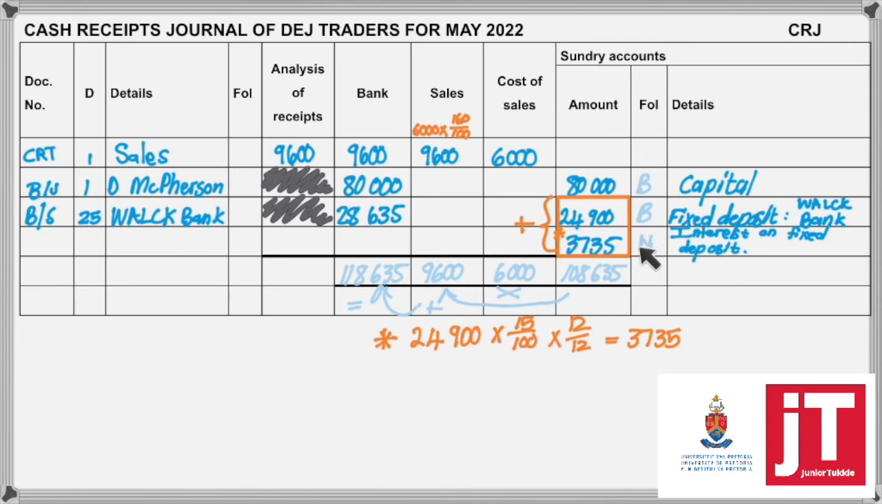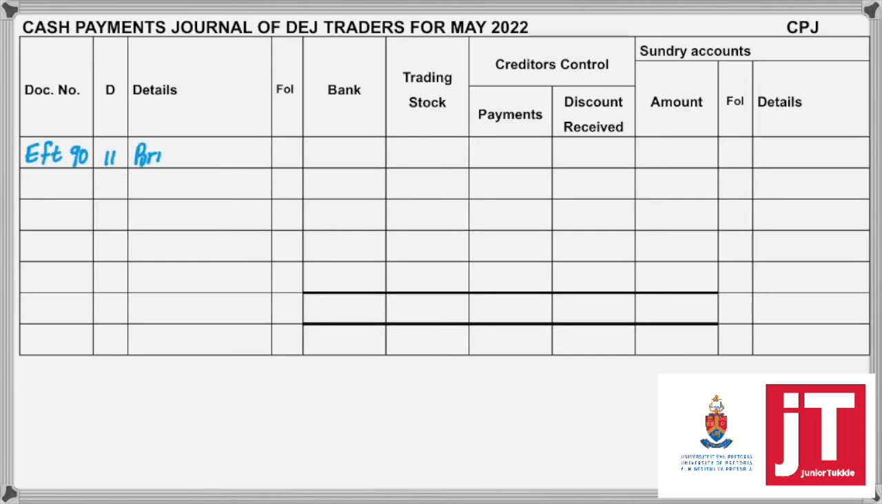And then if you want to check your bank total here, now I know they didn't ask for you to total your journals, but if you want to check this, you're going to take your cash amount. So sundries plus sales must equal your bank. We do not include cost of sales because that is a non-cash item. Then the next journal is your CPJ.